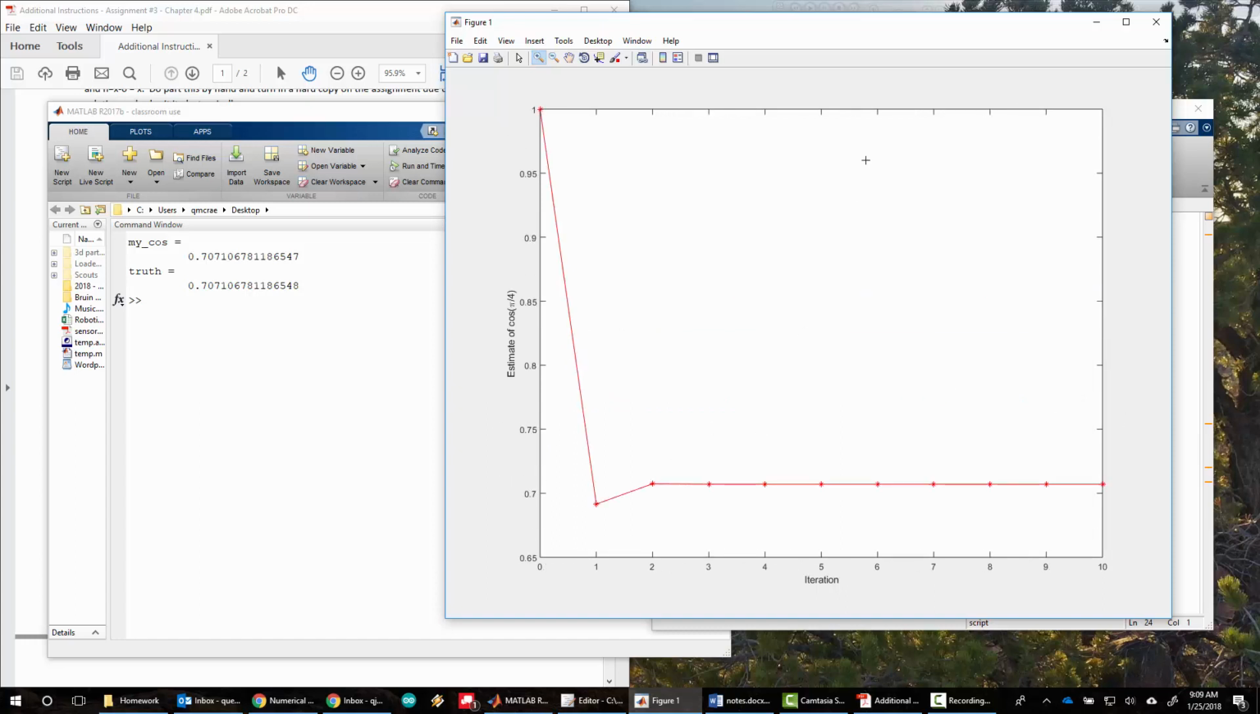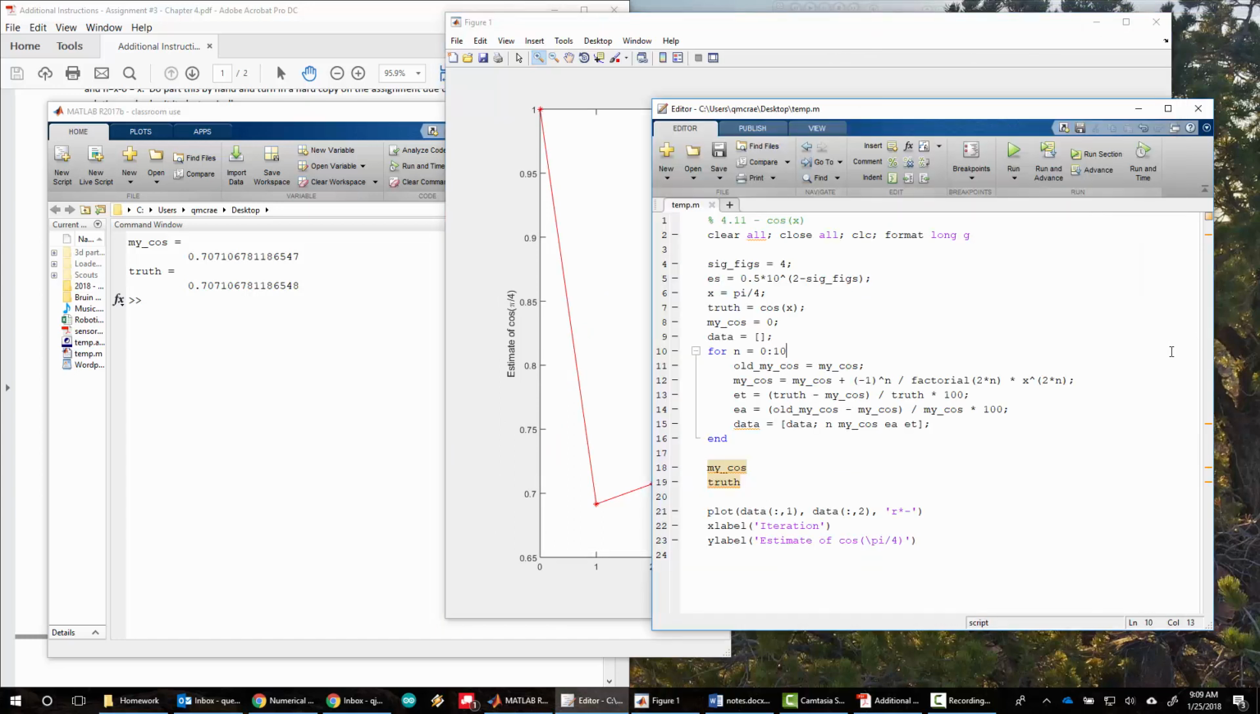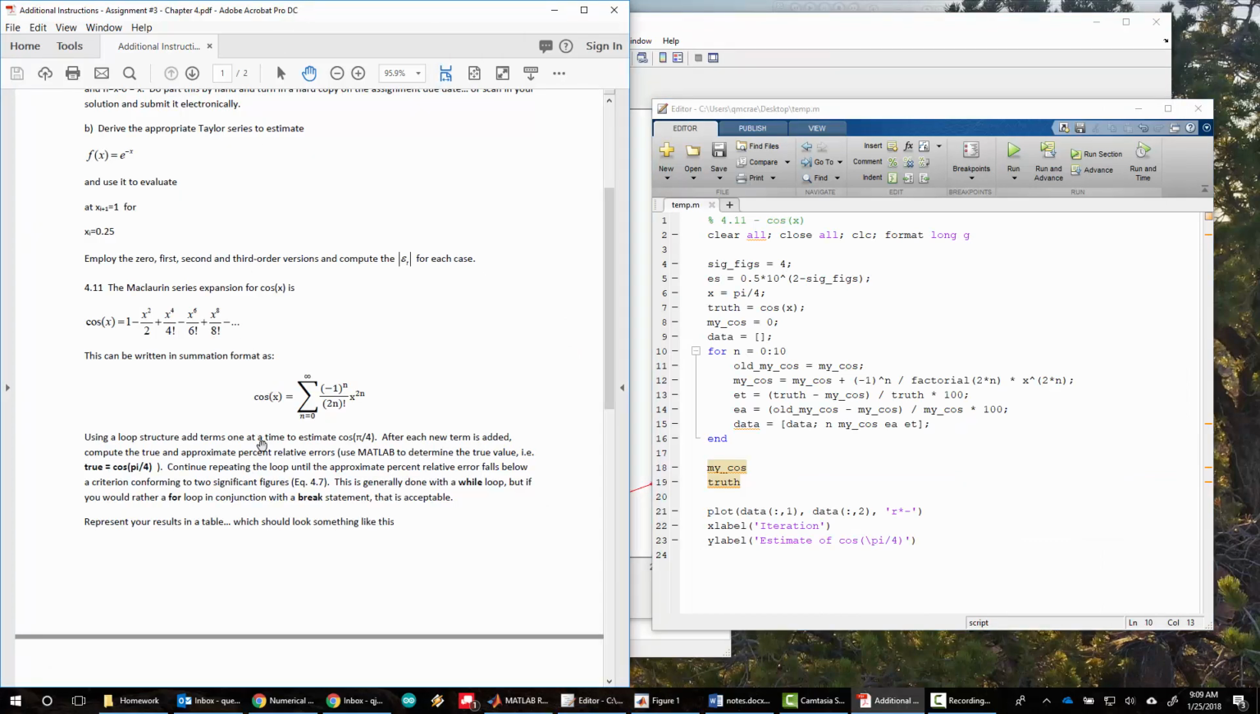Okay. So there we go, and we can plot EA and ET, this information. We have a bunch of information. Now, the problem is we still haven't done what they've asked us to do, right? They want us to continue doing this until the approximate error falls small. Okay, so how do we do that?